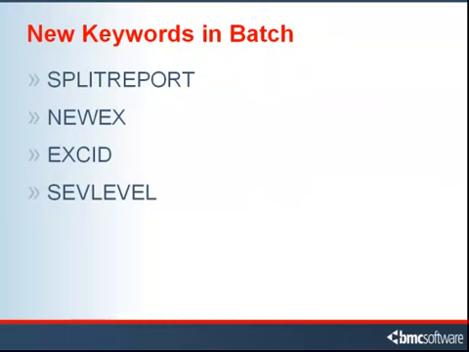In Database Advisor 2.5 and later, you can use these keywords in the batch exception report. Use Split Report to separate the reports based on different object types, such as database, recon, logs, and change of queues. Use NewX to see only the exceptions that have occurred since you last ran the exception report. Use Exception ID, EXCID, to see exceptions by a specific exception ID. And finally, use SevLevel to filter exceptions by severity level. This includes warning, critical, and dead.